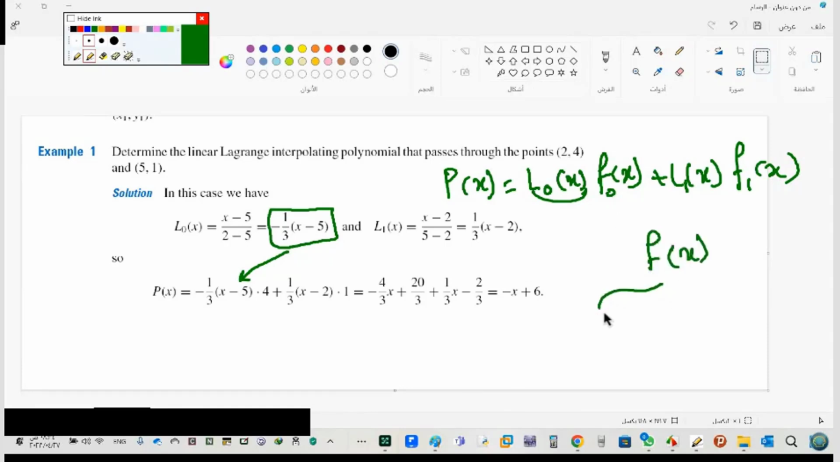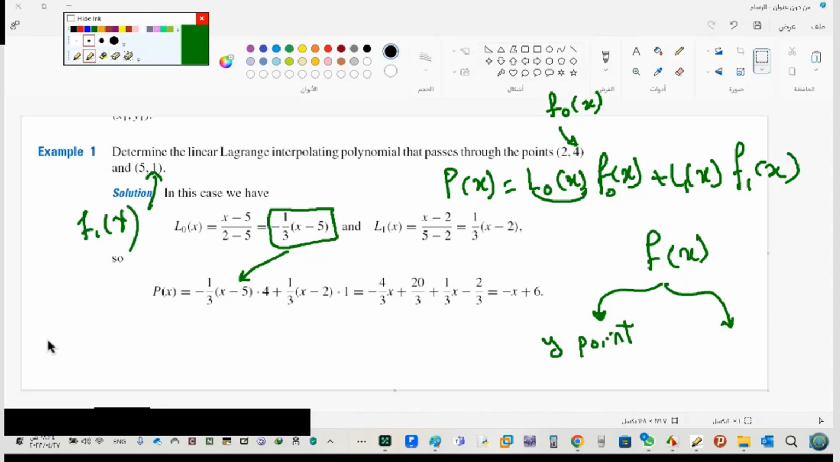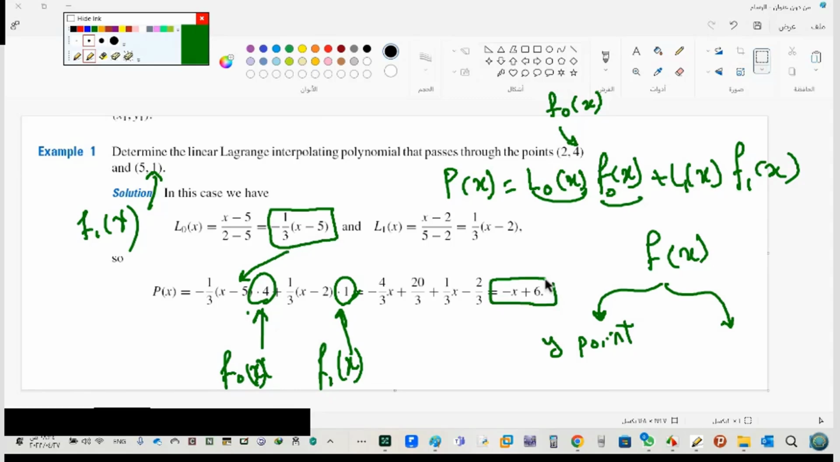Now for Fx, either we have the y point, like here, this is Fx here. In this example, this is F0x and this is F1x. So here our F0x is 4, see? F1x is 1. This is F0x and this is F1x. You can multiply and you can find the formula like this one after that.